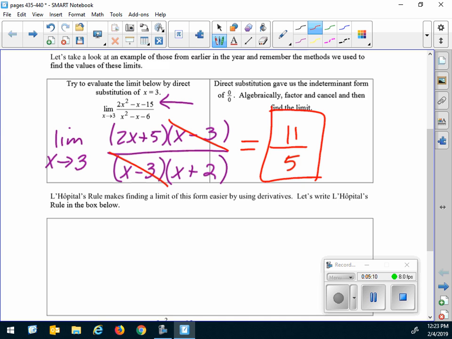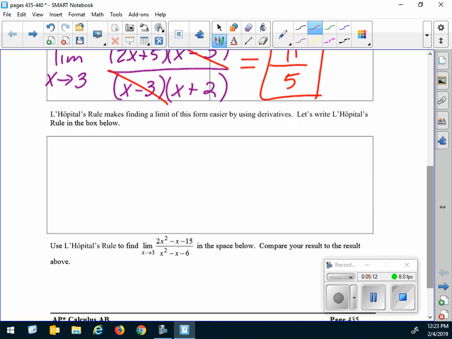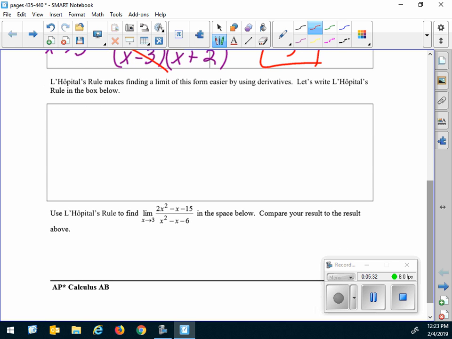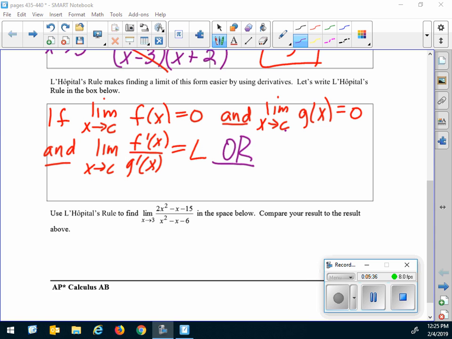Now, let's go to the next box. L'Hopital's rule makes finding a limit of this form easier by using derivatives. Now, I'm going to write L'Hopital's rule formally here, and then we're going to actually apply it to that problem, and you'll see how easy it really is to work with. So for those of you watching the video, I'm going to stop while I write, and then I'll turn it back. Here's the first part of it.